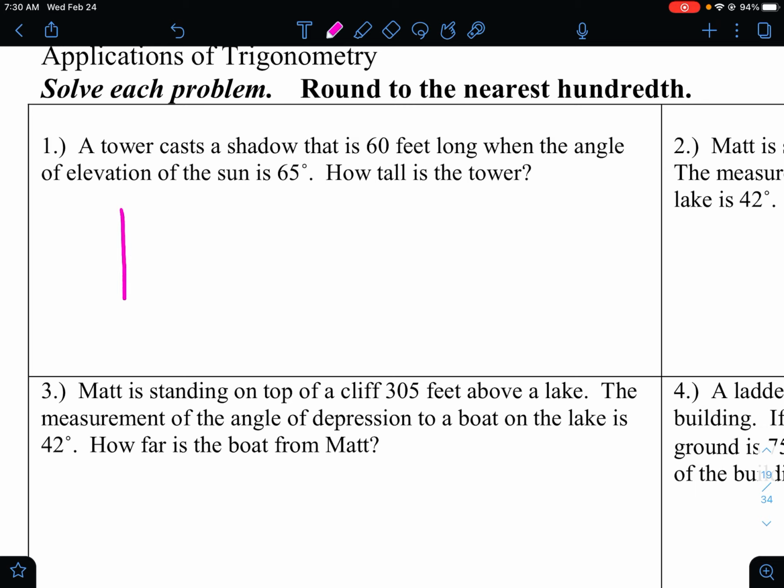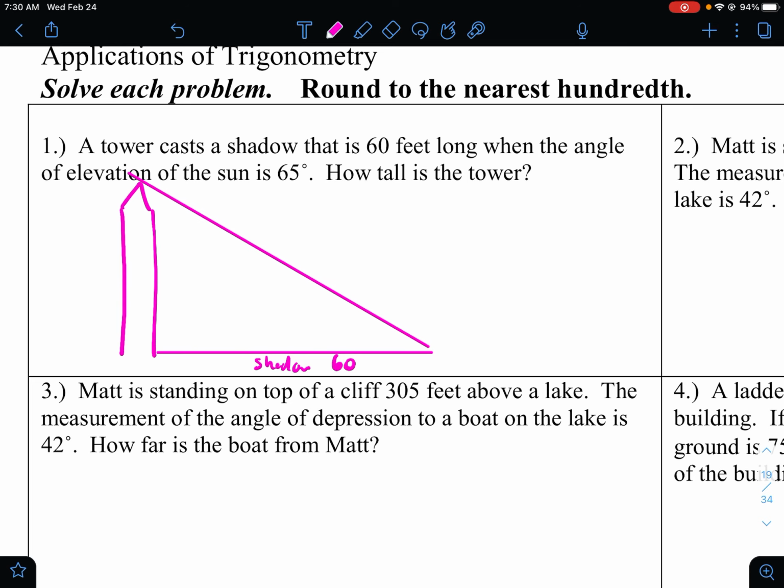So let's see. I'm going to go ahead and draw my tower. All right. So you have a tower casts a shadow that is 60 feet long. So we'll have our shadow here, and it is 60 feet long. The angle of elevation of the sun is 65, so we can go ahead and draw this in at 65 degrees. And they want to know how tall the tower is, so this is the X we're looking for here.